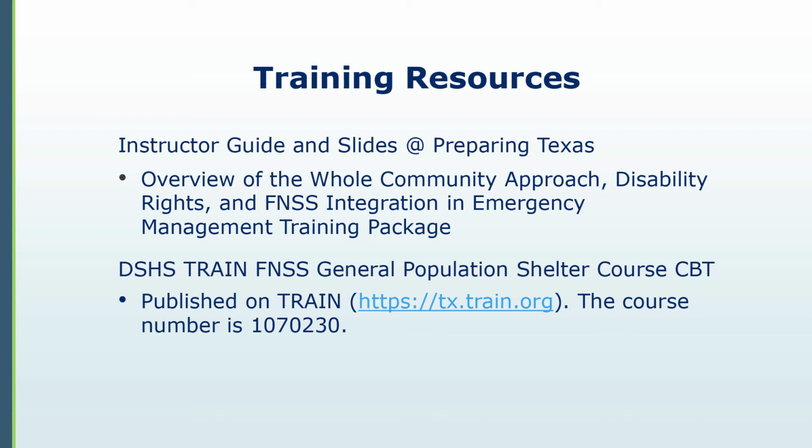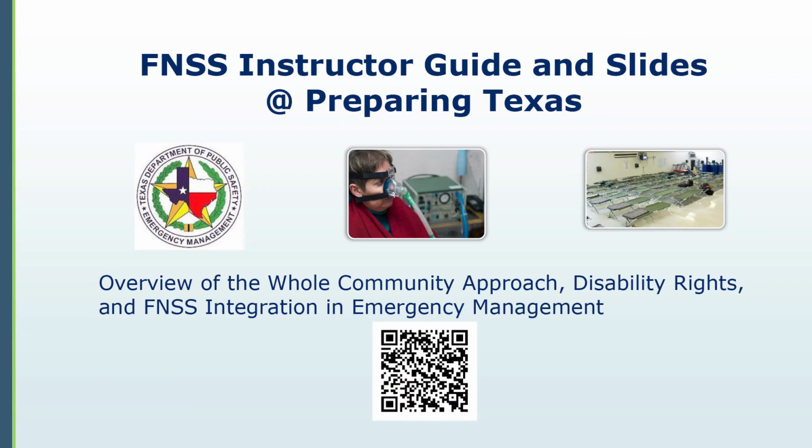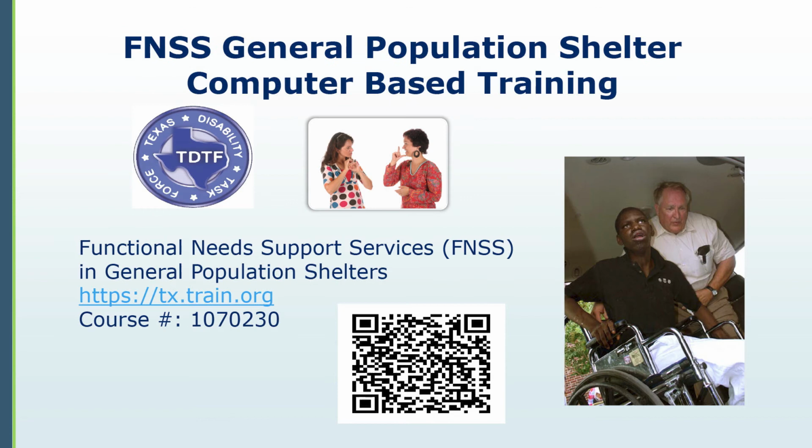Additionally, our partners at DSHS have built an FNSS General Population Shelter computer-based training that's available on their Train system, so that's tx.train.org, and with the course number here. So you can go on there, take the training through Train for utilizing the FNSS toolkit to support a general population shelter. Again, some information on the instructor guide and slides, that nice clear QR code. It's available through the Preparing Texas website, and again, a direct link to that Train course.